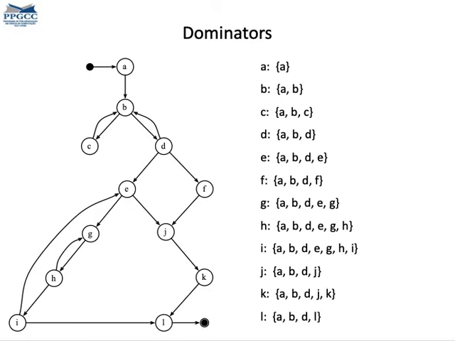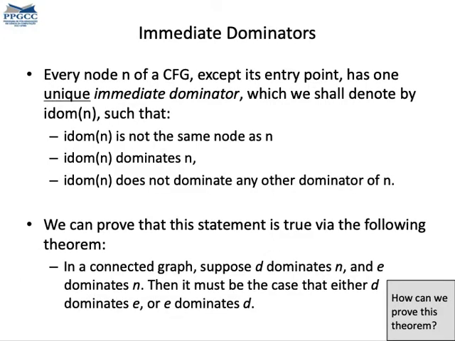And here they are, the dominators of L and of every other node in the CFG for that matter. From the notion of dominance, we can define the notion of immediate dominance. The immediate dominator of a node n, which we call idom of n, is like the closest dominator. It's the closest dominator of the node, I mean.